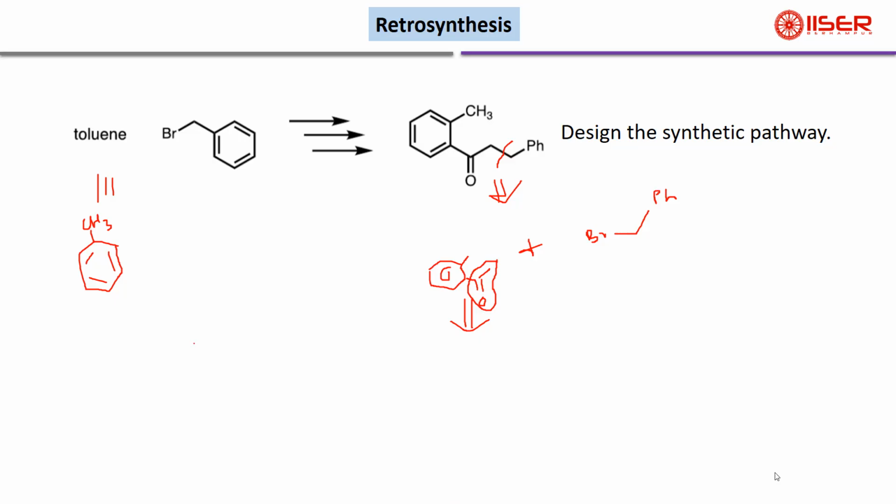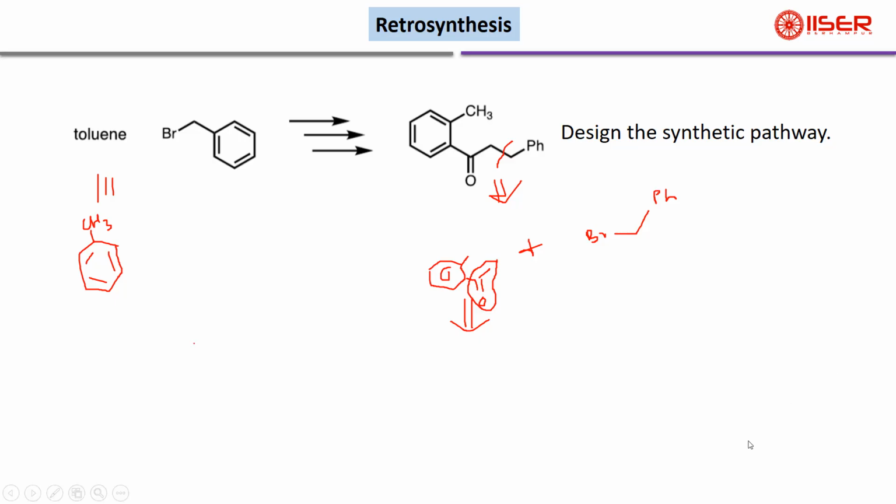The para position is always favorable over ortho because of steric hindrance at this ortho position. So the ortho position suffers from huge steric hindrance. The ortho positions are not that favorable. But if your para position is blocked, then there is no such option. Then the incoming electrophile will always enter the ortho position.